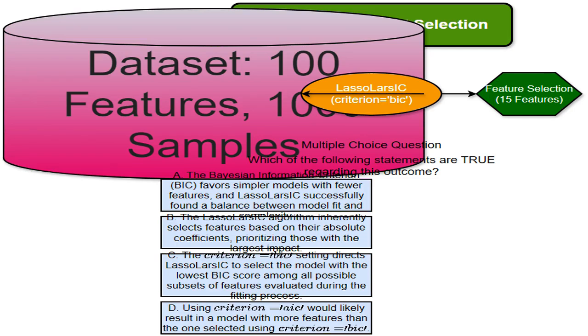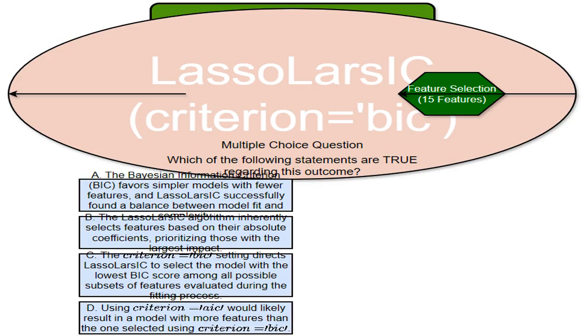I have a dataset with 1,000 different examples and 100 different characteristics describing each one. This is the information LassoLarsIC will use to find the best model. I'm using LassoLarsIC with the Bayesian Information Criterion, BIC. BIC helps me choose the best model by considering both how well it fits the data and how many features it uses.